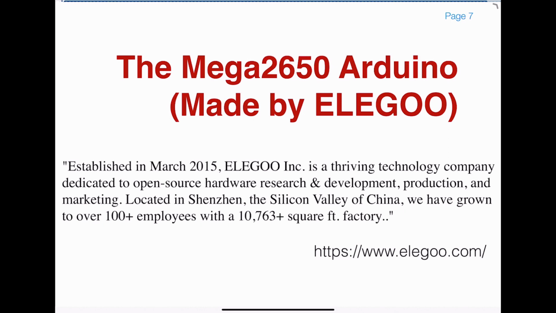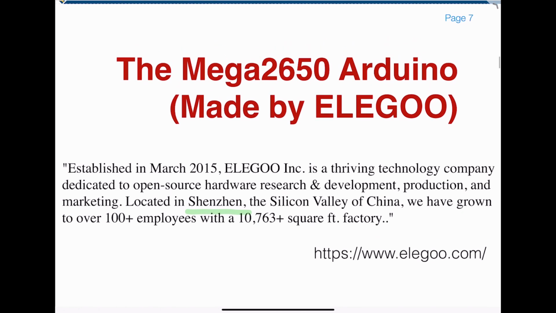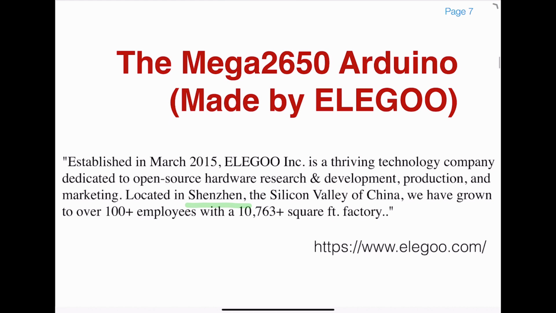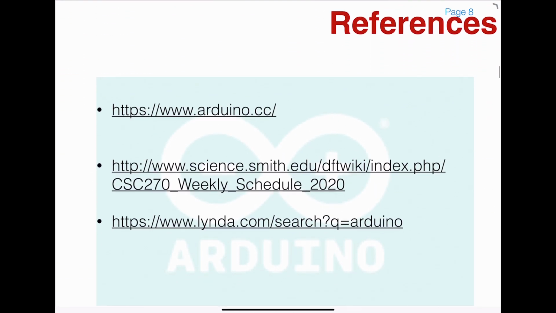But anyway, it's a fairly recent company, and they're located in Shenzhen, which apparently is the Silicon Valley equivalent of the United States. It's a fairly small company, 100+ employees. That's where the kits come from. The whole kits have been made by Elegoo for the Arduino, for that board that they're making. And by the way, it's compatible with the Arduino that is made in other places.